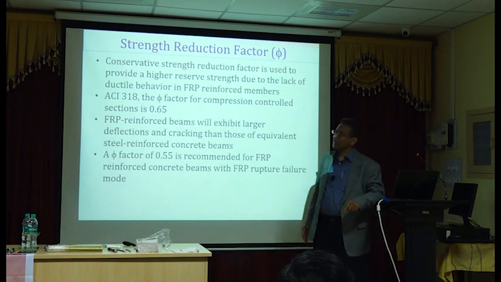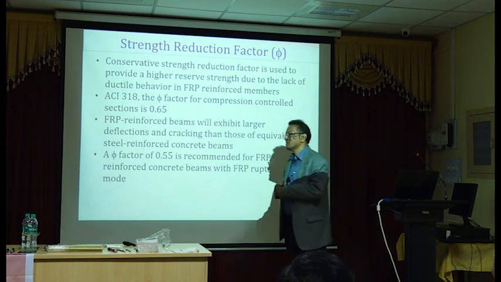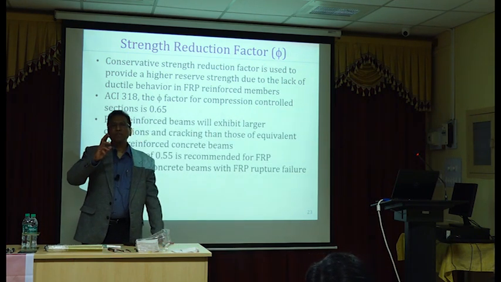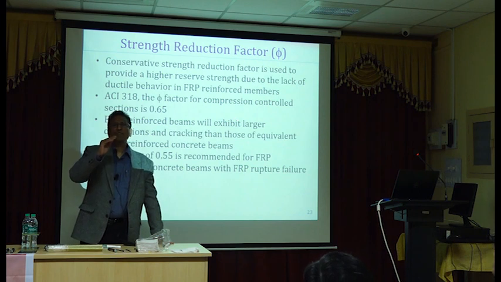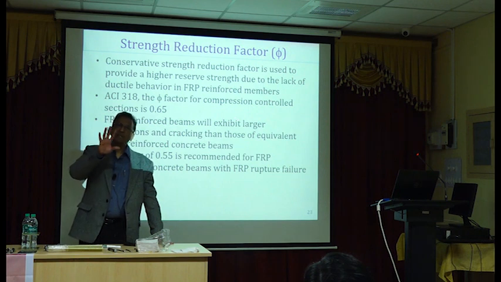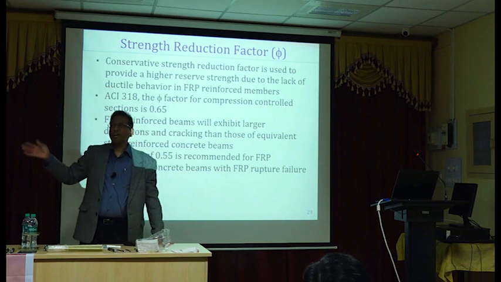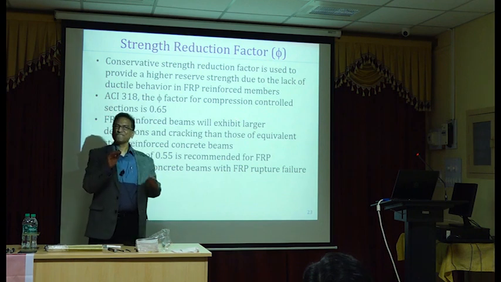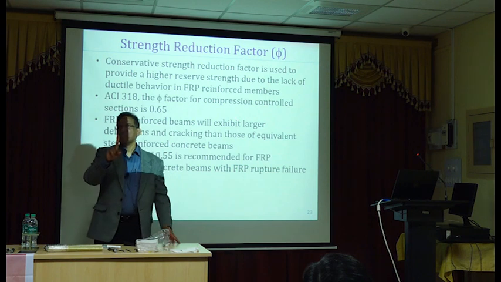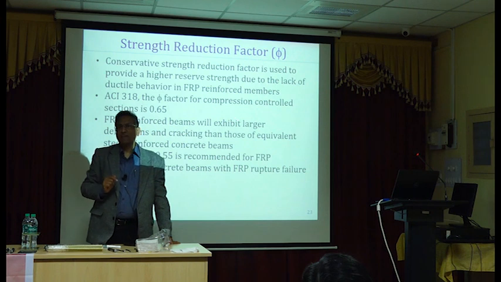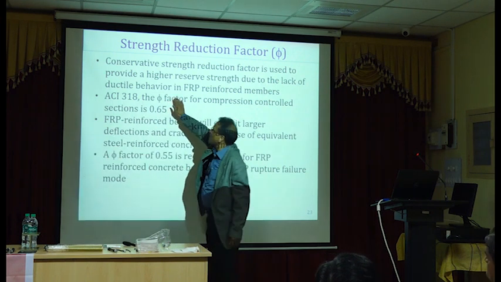What about strength reduction factors? Remember, we said in steel reinforced concrete, the strength reduction factor was ranging from 0.65 for epsilon t equals epsilon yt, and if epsilon t was 0.005 or greater, phi was 0.9. And at that time I said something. I said, remember that over reinforced condition, phi is 0.65. We'll use the same phi factor here.